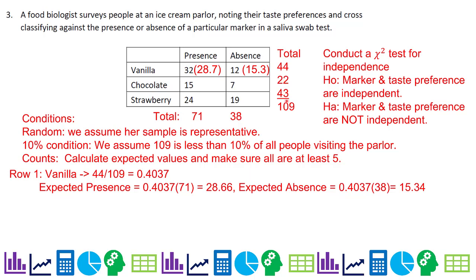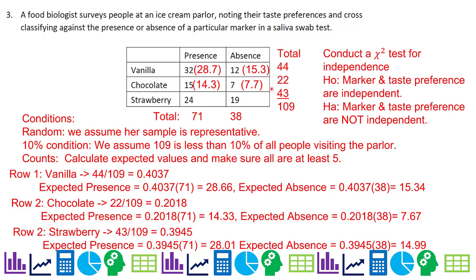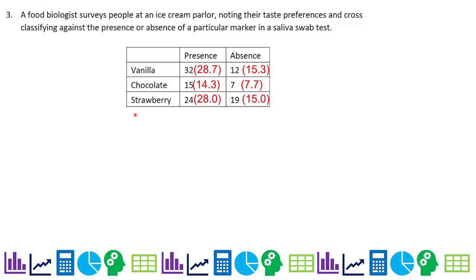Now I'm going to take the 22 over 109. So that's 0.2018. And when I multiply it by 71 and 38, I get 14.3 and 7.7. Then finally, I have 43 out of 109, which is 0.3945. And I'm going to multiply that by 71 and 38, and I get 28 and 15. Well, all expected counts are at least 5, so all my conditions are met. Now, on to the math.